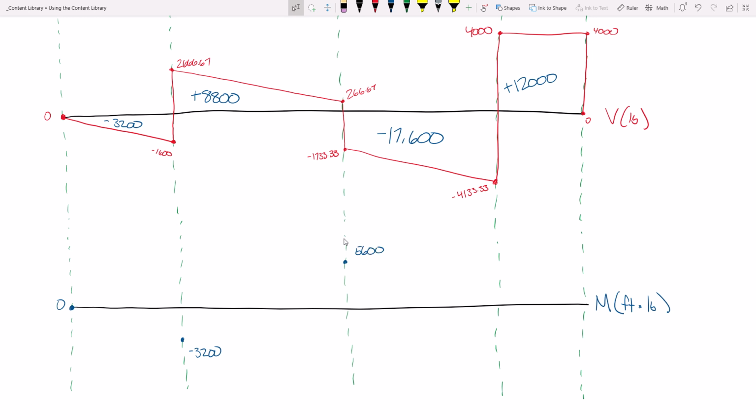So this right here is 5,600. Now, if I'm at 5,600 and I drop 17,600, what's that put me at? Negative 12,000. And if I'm at negative 12,000, I jump up, that puts me at 0. And before we start drawing anything, did everybody understand that?